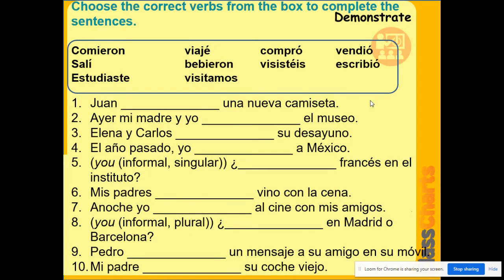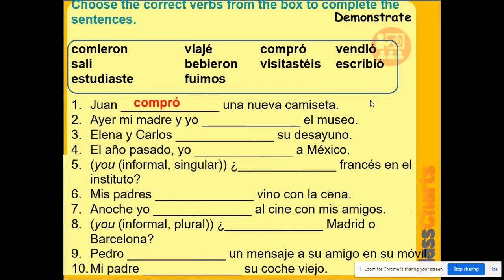Right, I'm going to give you the answers now. So, número 1, Juan compró una nueva camiseta. Número 2, mi madre y yo fuimos al museo. Número 3, Elena y Carlos comieron su desayuno. Número 4, el año pasado yo viajé a México. Número 5, ¿estudiaste francés en el instituto? Número 6, mis padres bebieron vino con la cena.